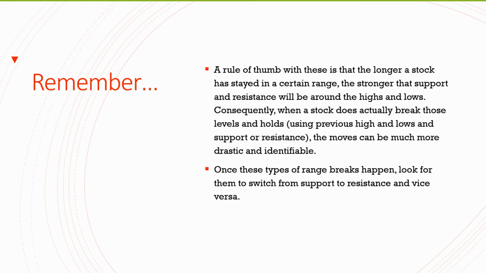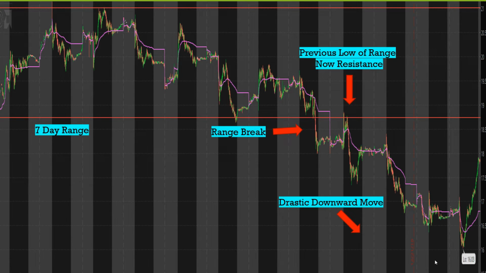Again, once these types of breaks do happen, look for them to switch from support to resistance and vice versa, as I mentioned. And so here's an example that I drew up today. You can see the 7-day range of AMD. Let me see if I can calculate it. It looks like about 18.75 up to 21, so about a 2.25 range here. And you can see it confirms it multiple times here, here. A little bit of confirmation here, right?